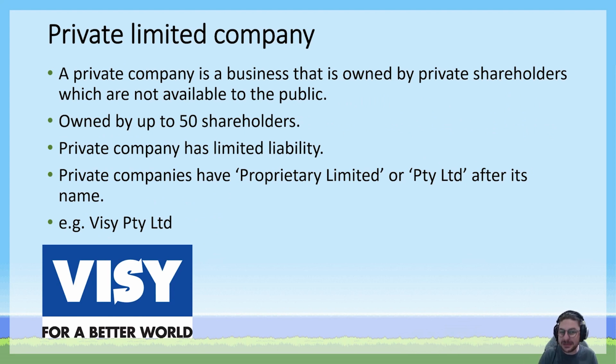A private limited company is a company that is owned by private shareholders, which means that these shares are not available to the general public. If you want to buy shares in a private limited company, you can only do so if the existing shareholders all agree that you should be allowed to buy shares. And similarly, if you are a shareholder in a private limited company, you can only sell your shares if the existing shareholders agree that you should be allowed to sell your shares.